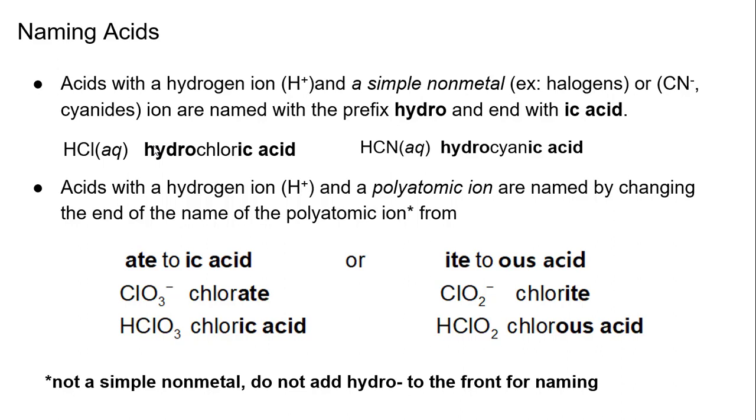But what if you're not given the state? Then you need to have something more that will tell you. For instance, you see here, here's the aqueous. So this is going to tell you this is hydrochloric acid. Well, where did the naming come from?